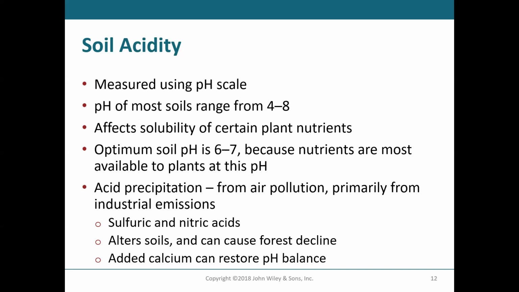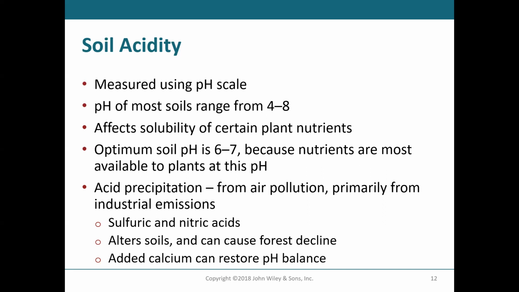pH is incredibly important because it affects the leaching of nutrient materials, since the solubility, or the dissolution within a mixture, can occur. Optimum soil pH is neutral, 6 or 7, because nutrients are most available to plants at this pH. It's also the most optimal and what is usually found in water. The pH of water is between 6 and 7.